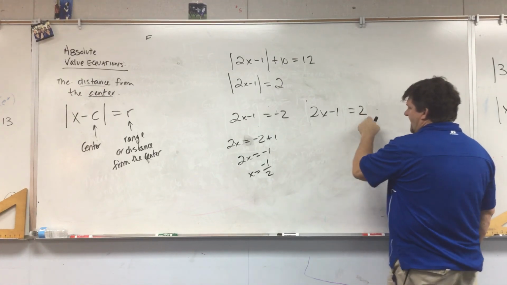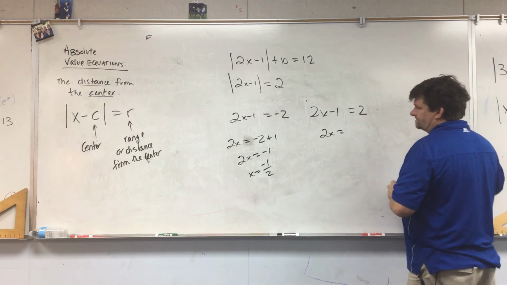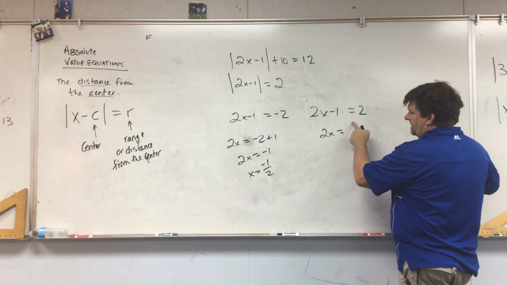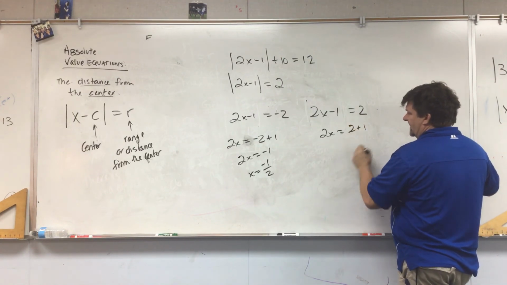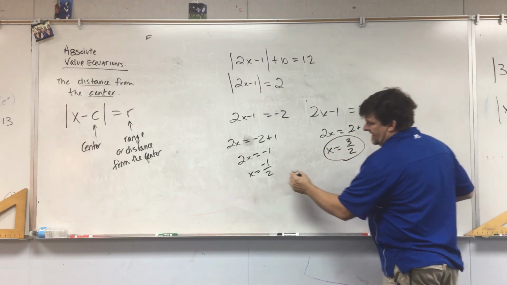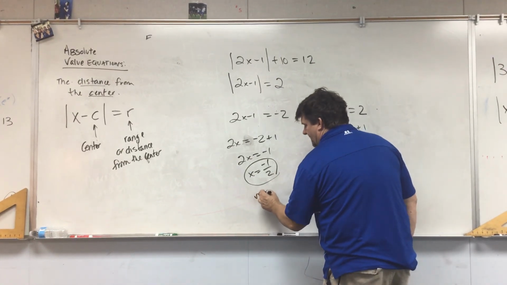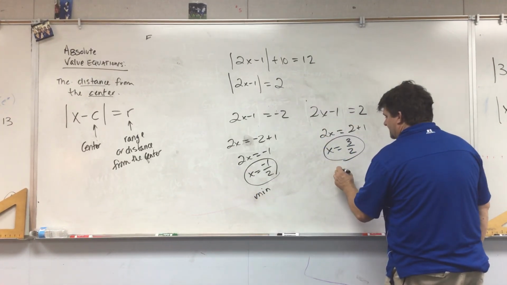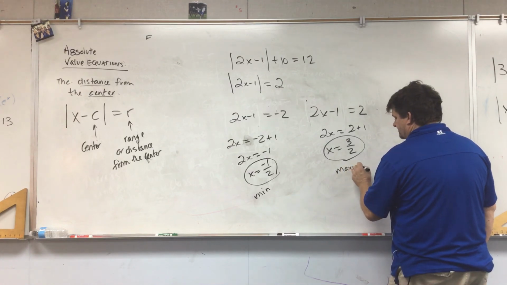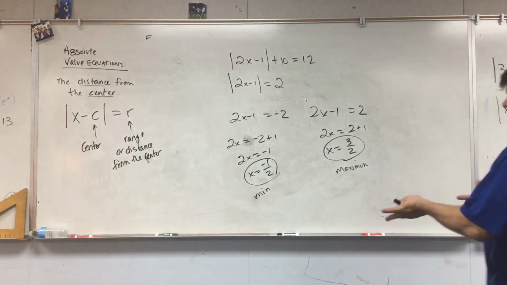And then move 1 over. 2x equals 2 plus 1. X equals 3 divided by 2. So I end up with my minimum, negative 1/2. My maximum is 3/2. So we're really always finding a minimum and a maximum.